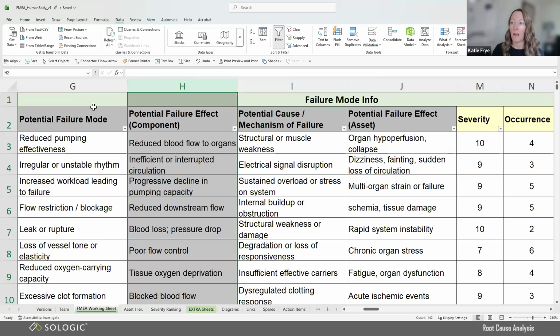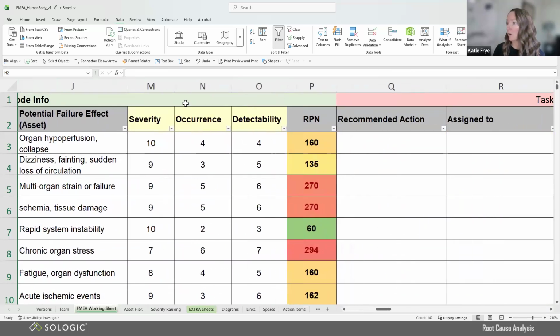Yeah. After we've done the asset hierarchy, after we've talked about the failure modes and effects, next we score severity, probability, and detectability, giving us our RPN, or risk priority number. And so severity alone, which again, let me scooch over a little bit, severity alone does not define risk. We also have to evaluate probability and detectability. They matter just as much.